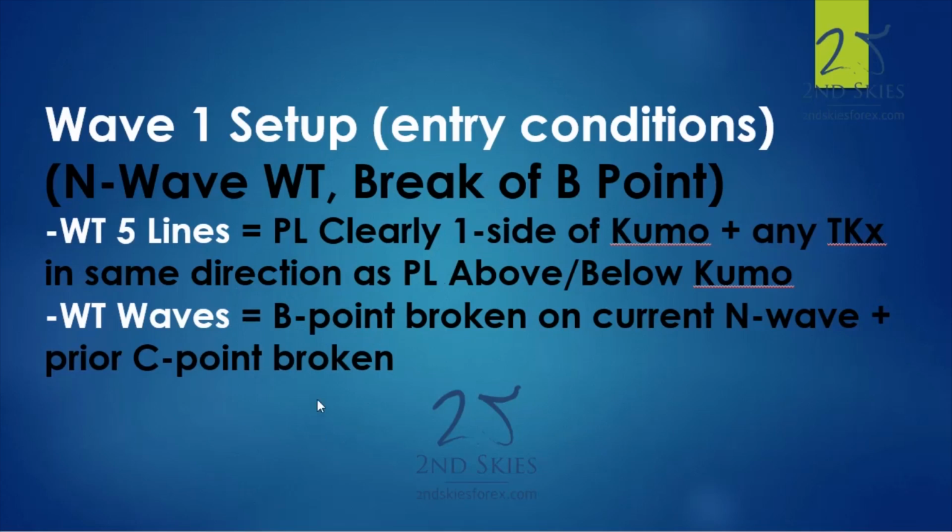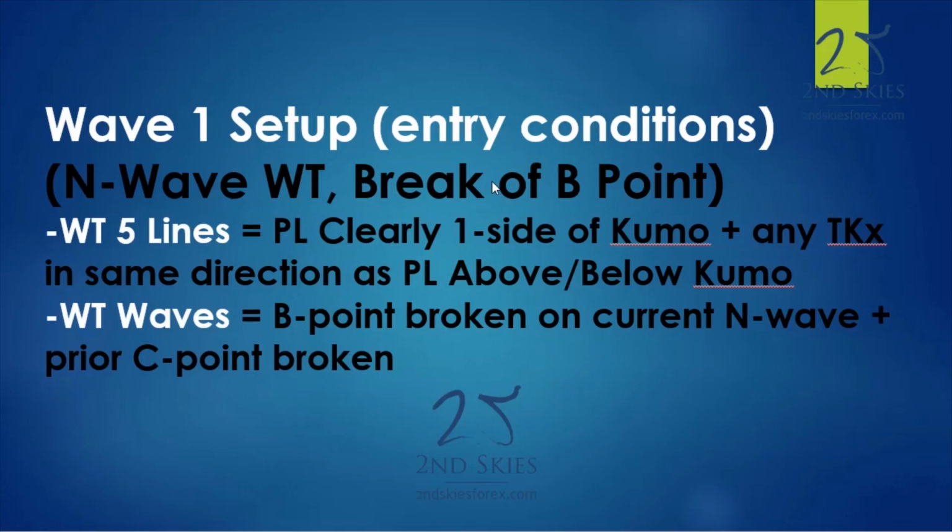With trend from a wave structure means that the B point is broken on the current N wave that we are in. It doesn't matter whether we're in a V calc, an N calc, or an E calc. The bottom line is that we are in an N wave structure and we've broken the B point. That's the first thing. The second thing, and this will make more sense once I show you some charts, is that the C point of the prior wave has to have been broken.